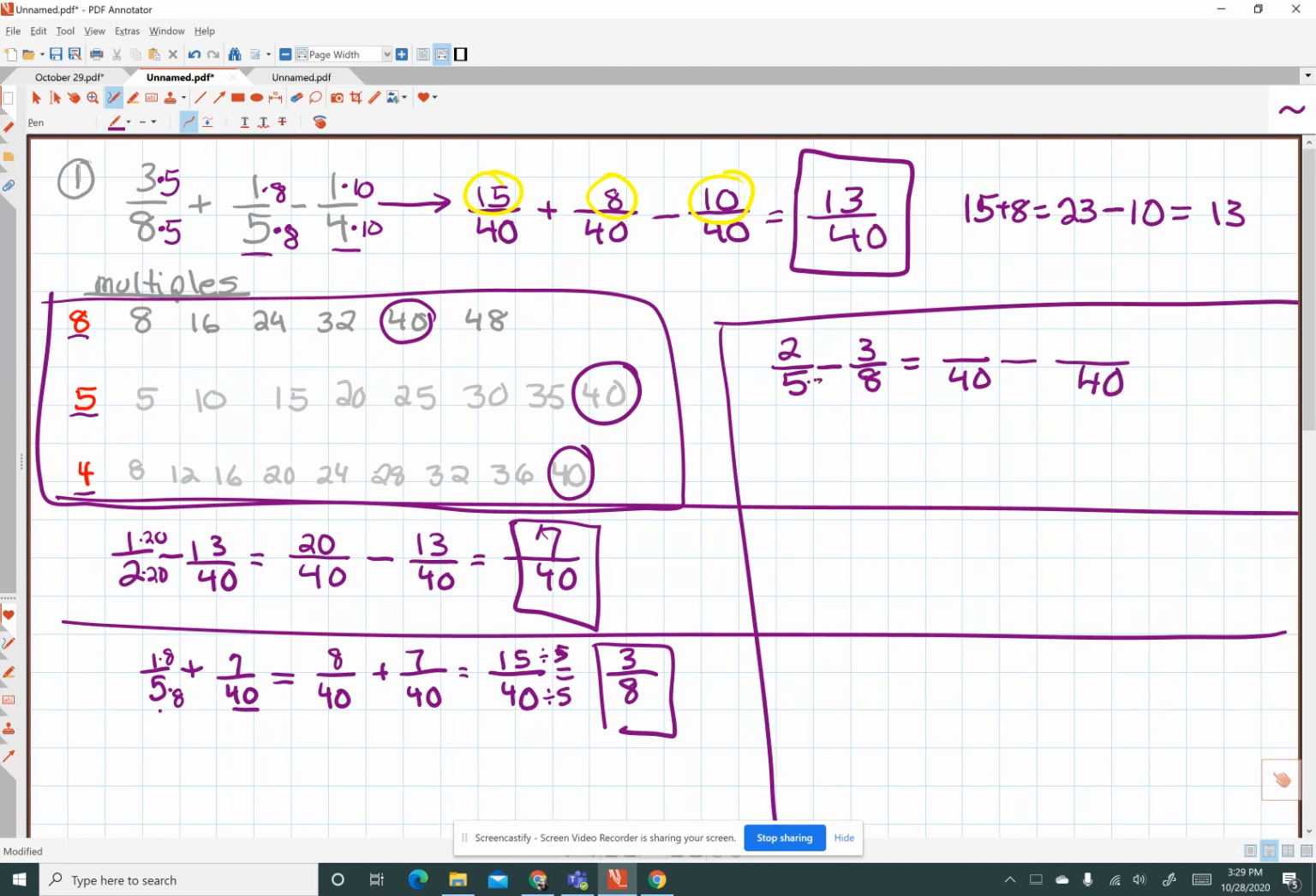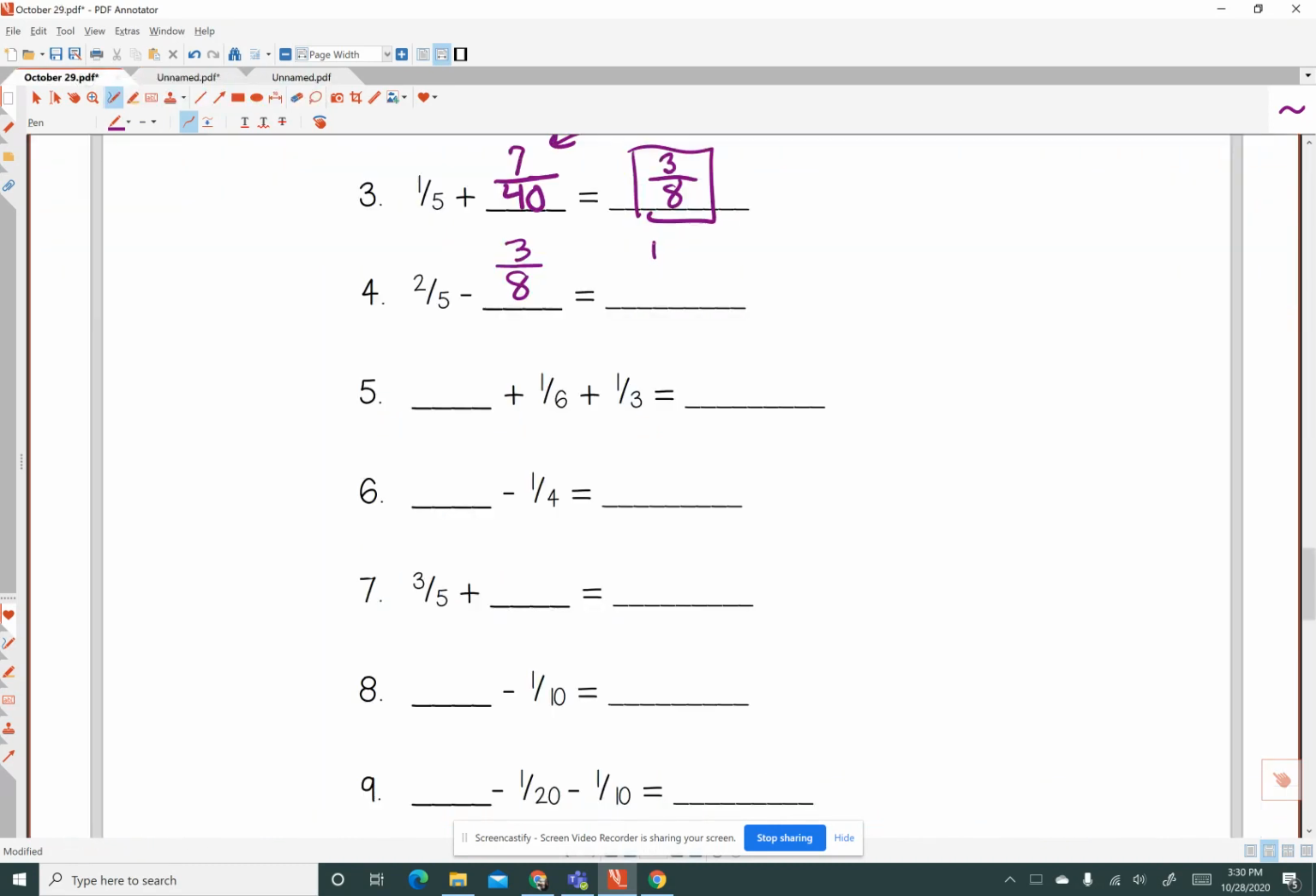So 5 times 8 is 40. 2 times 8 is 16. 8 times 5 is 40. 3 times 5 is 15. And this is an easy one. 40ths is our denominator. 16 minus 15 is 1/40th. So let's write that answer in. And then we also need to write that answer on the next line.